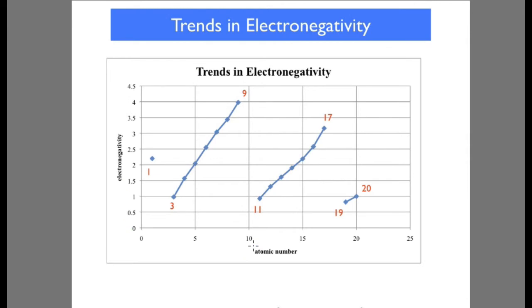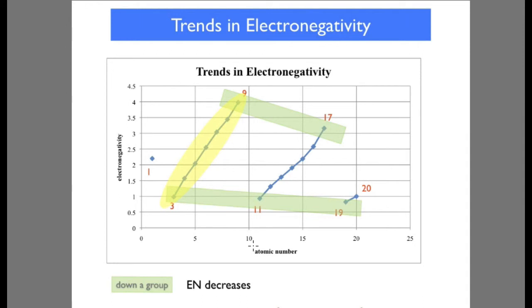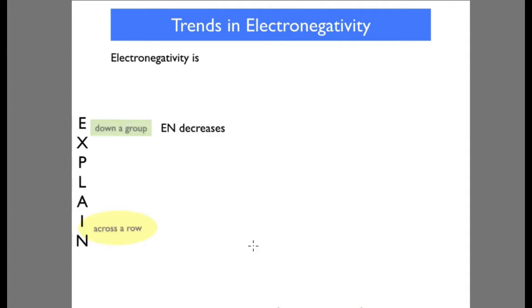Okay, trends in electronegativity. You can see a decrease as you go from lithium to sodium to potassium, or as you go from fluorine to chlorine. So going down a group, you get a slight decrease. However, as you move along a period or across a row, you can see the electronegativity increases. We explain this.